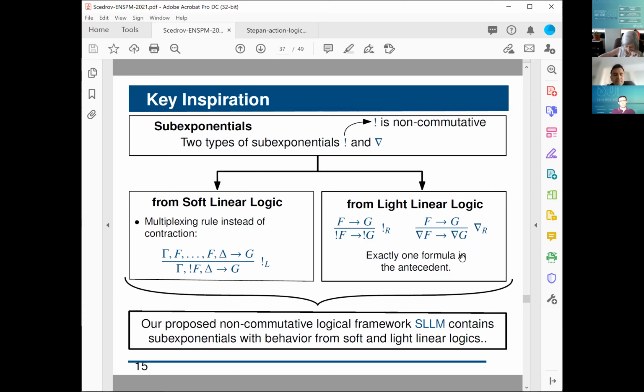I don't have time to discuss why, but the point is that on the left, we take the cue from Yves Lafont's soft linear logic, okay, constructed with the same purpose to type exactly the polynomial time computable functions. And there we have the multiplexing rule instead of contraction, okay? So notice that this sub-exponential disappears when you move up, okay? And instead of having only two Fs, you have any finite number, non-empty finite number of Fs, okay?